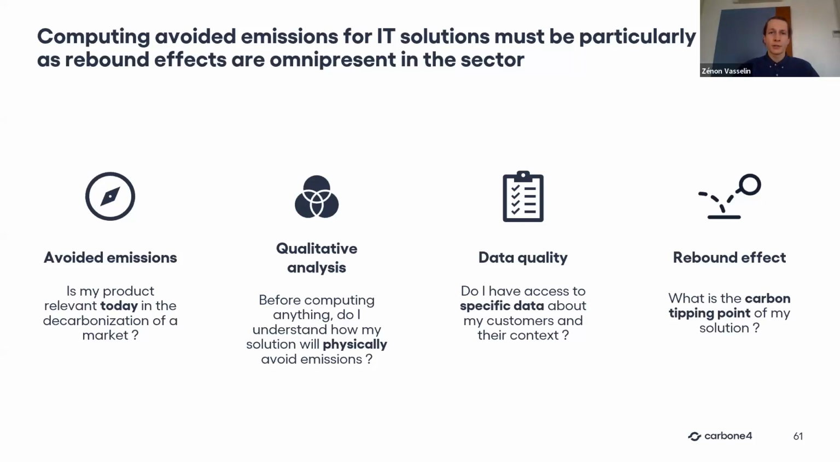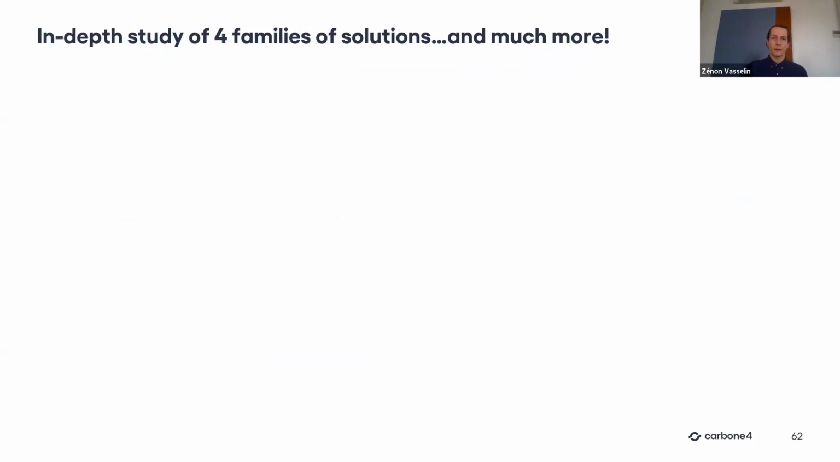And an avoided emission assessment cannot be considered rigorous without such calculations of carbon tipping points or similar ways to investigate rebound effects. So you can also remember that we have studied 4 families of solutions. We have provided 2 examples today, but these families of solutions are broader than these examples. The first family we have studied in detail is about circularity, any kinds of solutions that tend to increase the lifespan of products by reuse, repair, recycling, and so on.